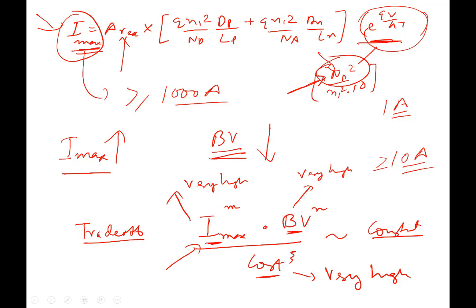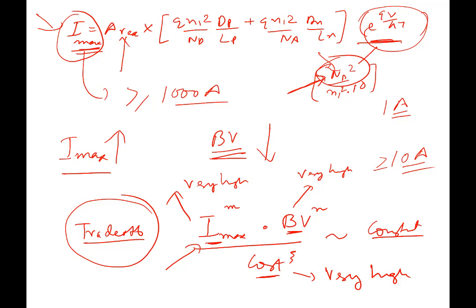So this is the reason why you don't find one single transistor, one single diode, one single BJT, one single MOSFET which caters to all the applications. Why? Because of the trade-offs. You're seeing one trade-off here: Imax, breakdown voltage, and the cost. And there are many trade-offs. There's a trade-off between speed and breakdown, speed and other things. How fast a diode switches is also related to other things.